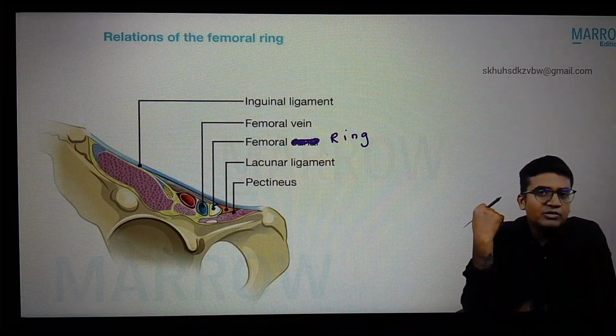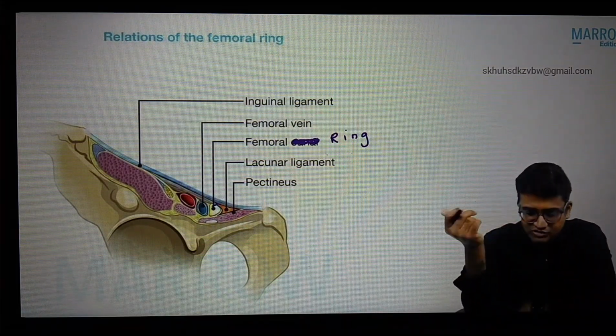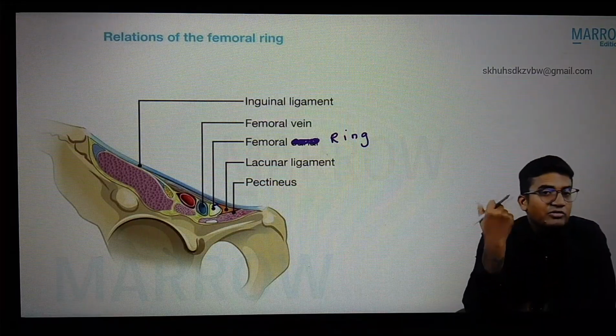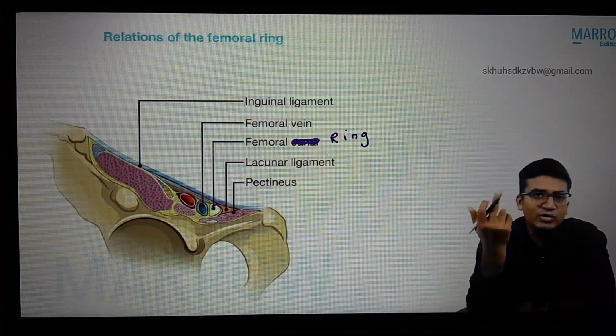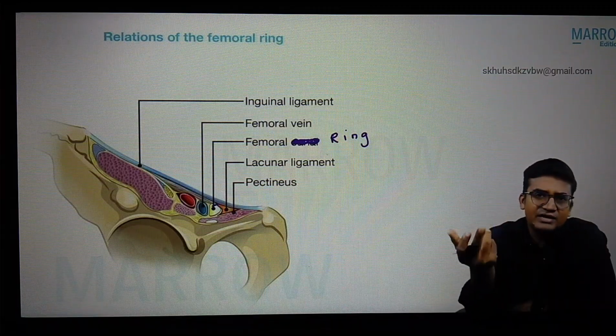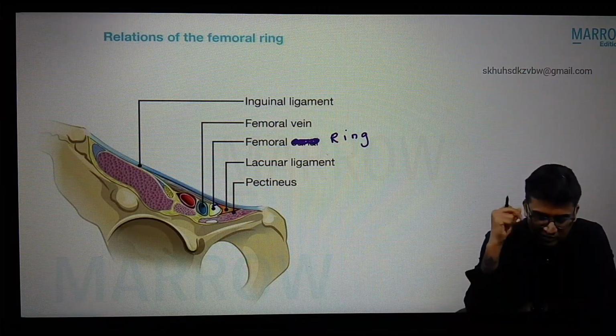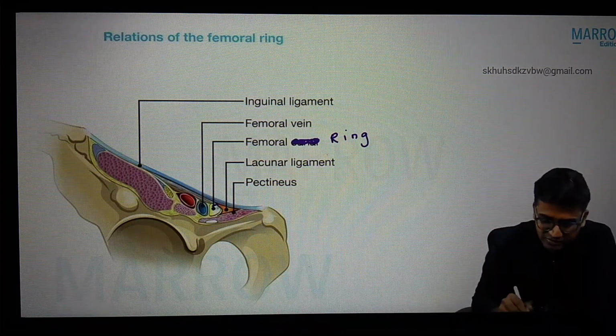Okay. So, now I told you in the upper part of the femoral canal, we have a defect. The defect is called the femoral ring. Now, we have to know the boundaries of the femoral ring. Why? Through the femoral ring, one hernia will occur. Which hernia? Femoral hernia. So, that is why we have to know the boundaries of the femoral ring. Now, see the diagram. This is the femoral ring.